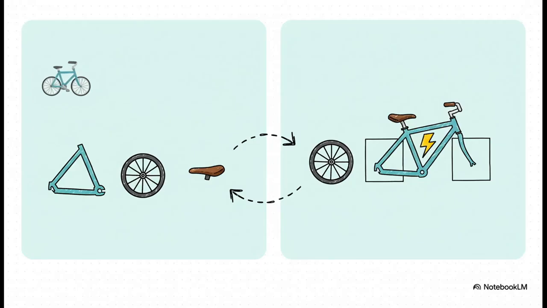Now check this out. What if we want to build an electric bike? Well, it needs a wheel, and it needs a seat. We can reuse the exact same part items we already made for the city bike. The only thing we have to create from scratch is a new part for the electric frame. This right here, this is the payoff.